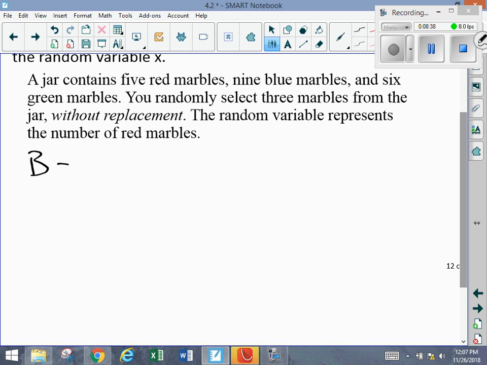Is it either you got a red marble or you didn't? Yes, so that checks. Are the trials independent? In other words, if I grab a red marble the first time, does it affect the probability that I grab a red marble the second time? It does, because I'm not replacing them. So right away, we're going to say it is not binomial. This is not a binomial setting.